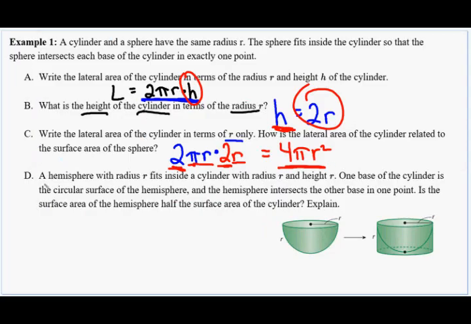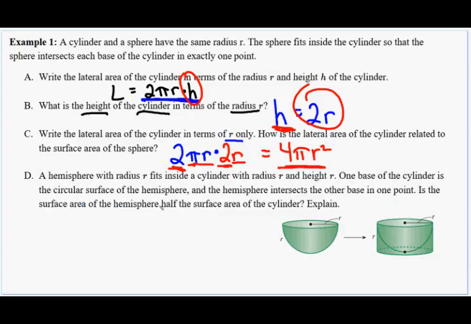Now in part D, let's read it here. A hemisphere of radius r fits inside a cylinder with radius r and height r. One base of the cylinder is the circular surface of the hemisphere. So the top of the cylinder is also like the cross-section of our sphere. And the hemisphere intersects the other base at one point. So here's that one point where the bottom of this sphere intersects with the bottom of the cylinder.